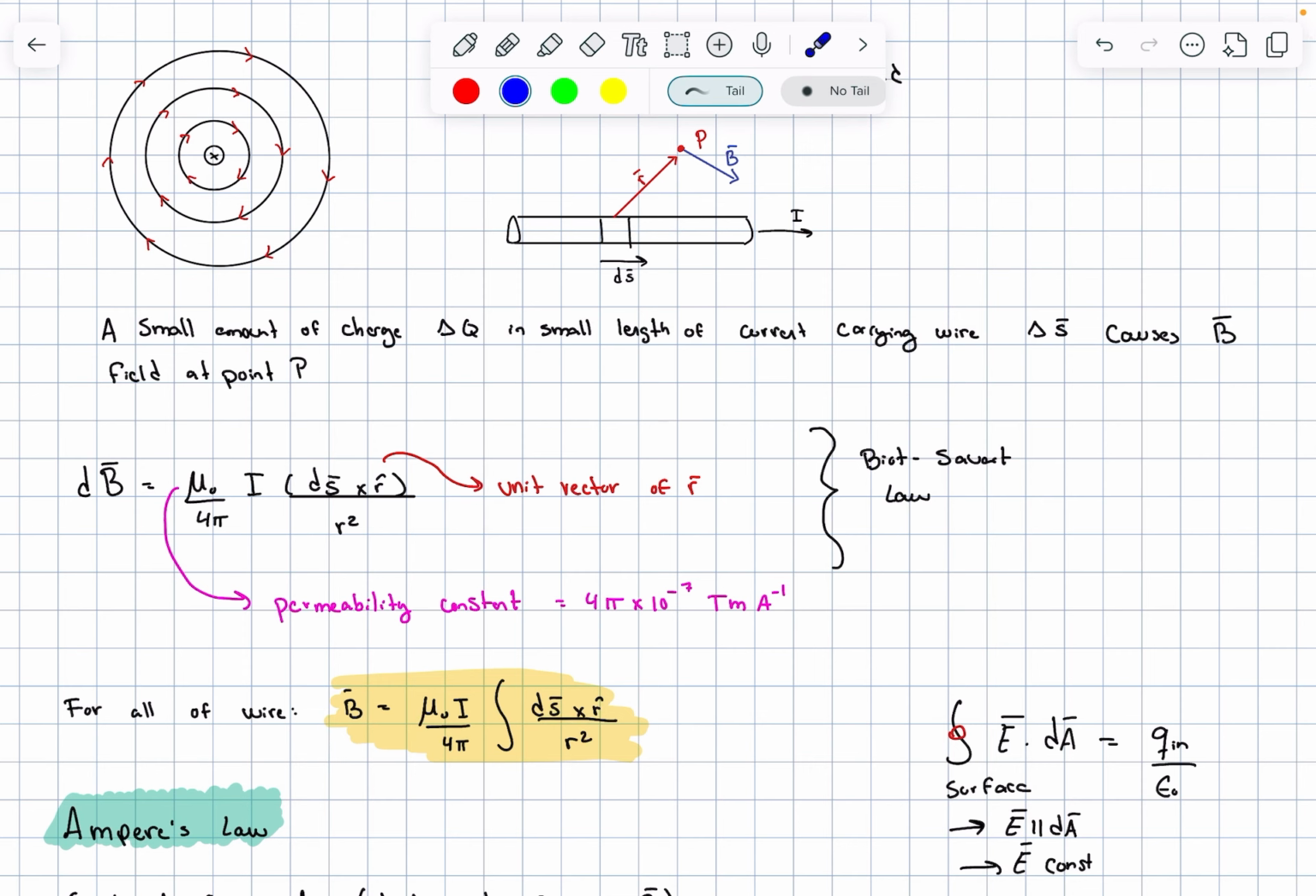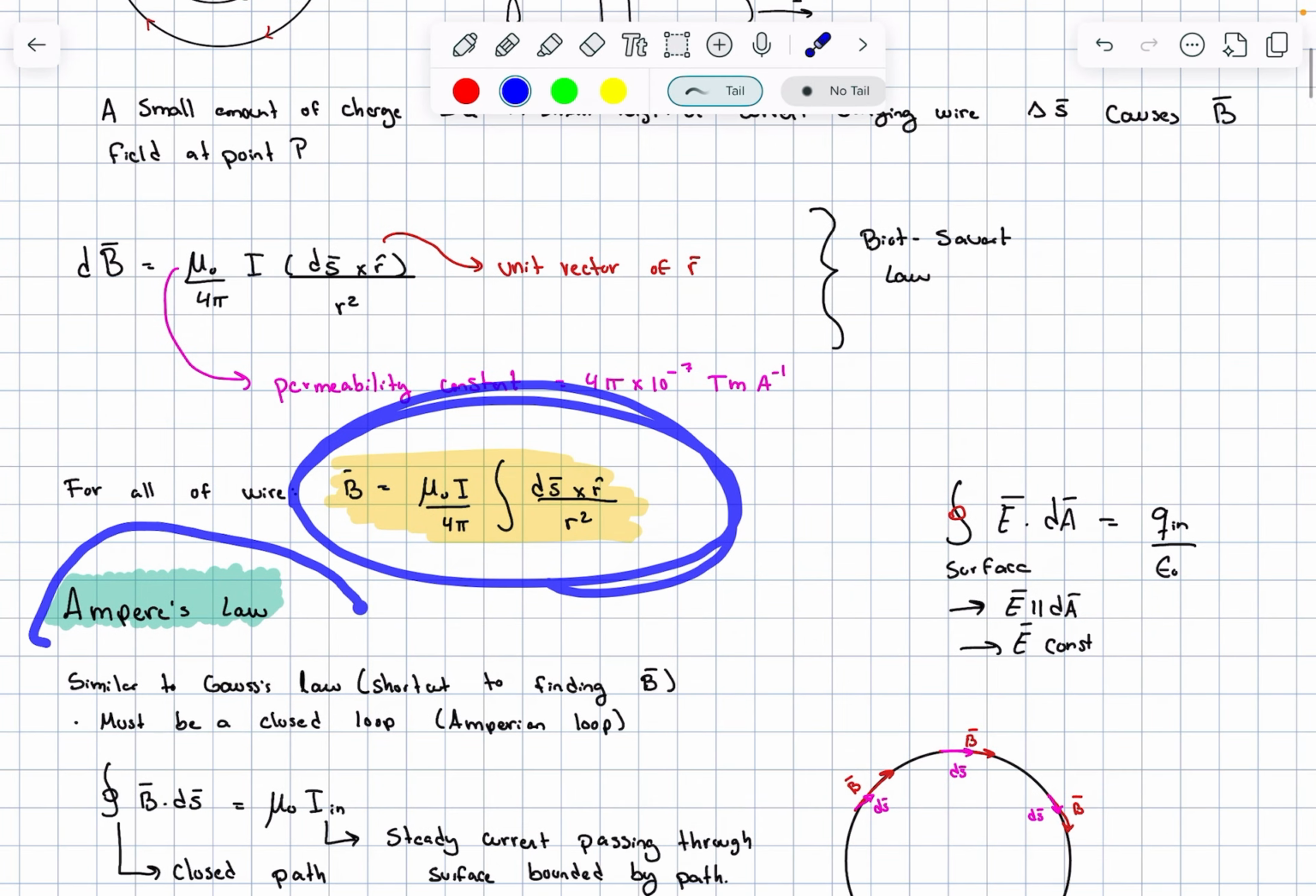This is clearly a decently difficult equation to deal with. So normally we have tricks to get around actually having to calculate this. One of the tricks is known as Ampere's law.